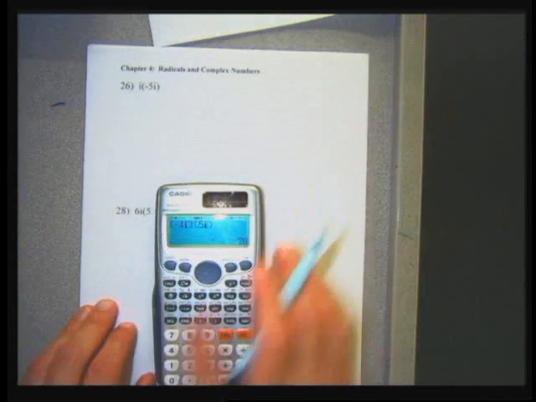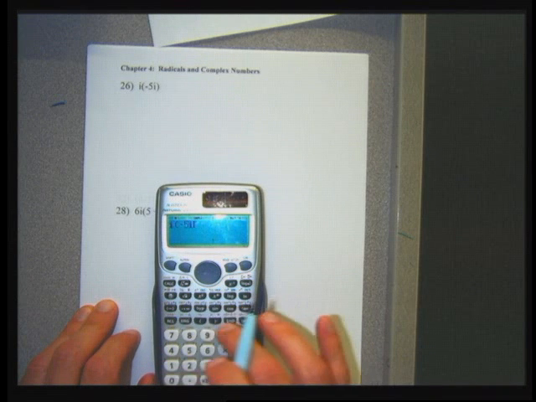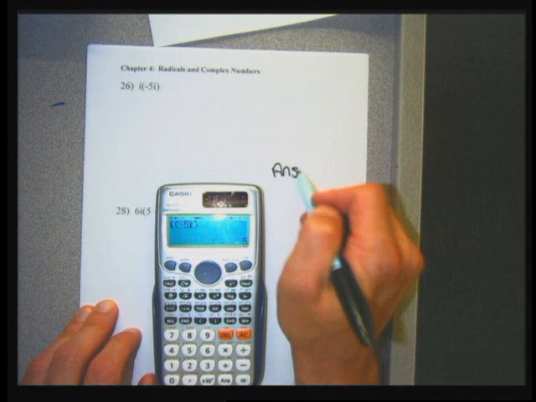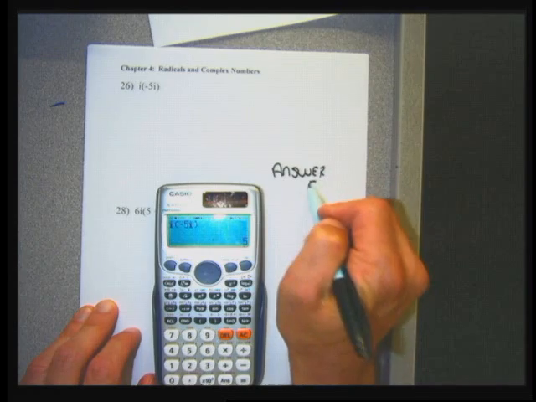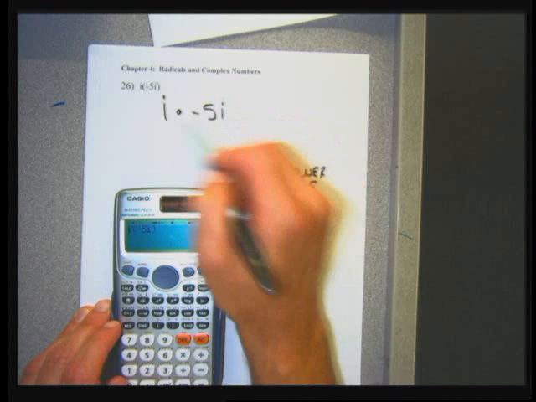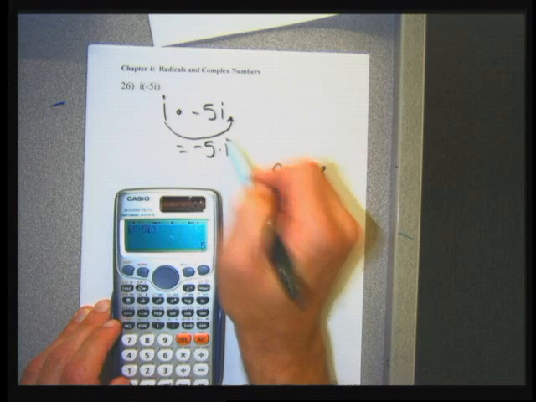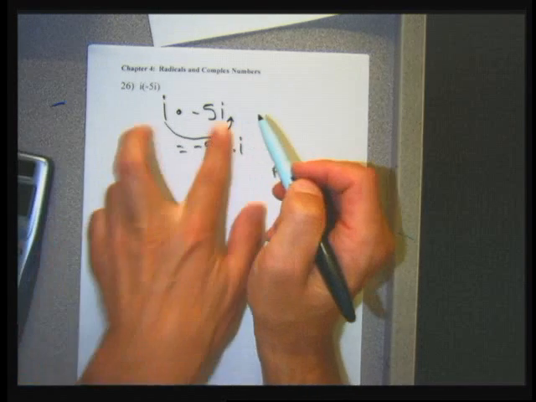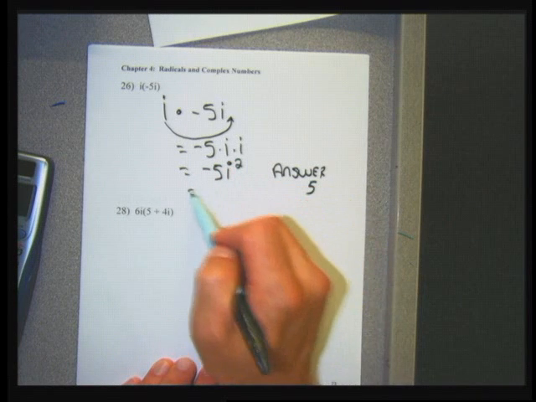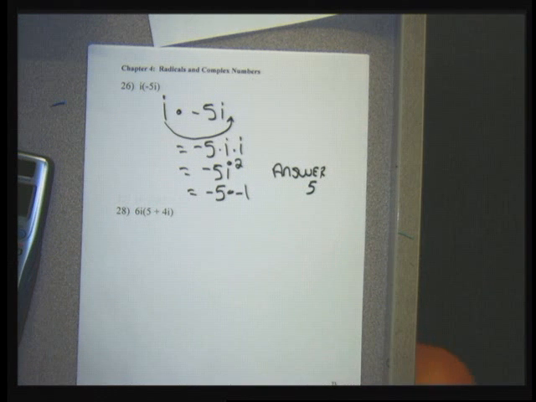For 26, I go i times negative 5i, and I get positive 5 for an answer. To do this by hand, this is i times negative 5i. I'm going to bring this i over here and write this as negative 5 times i times i. So I'll multiply those i's. i times i multiplies to be i squared, and i squared is a negative 1. So this is the same as negative 5 times negative 1, which is positive 5.